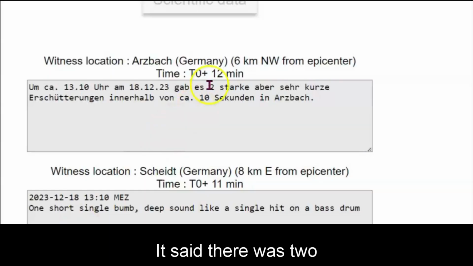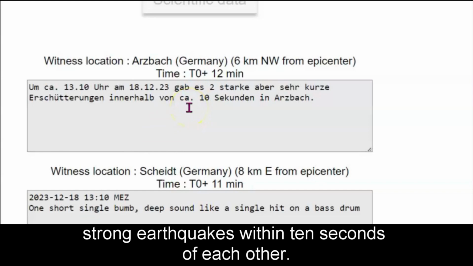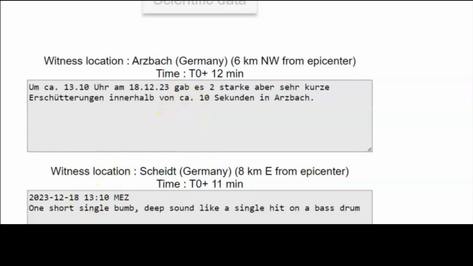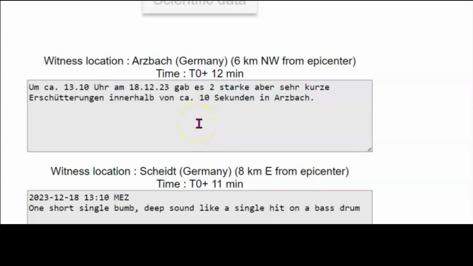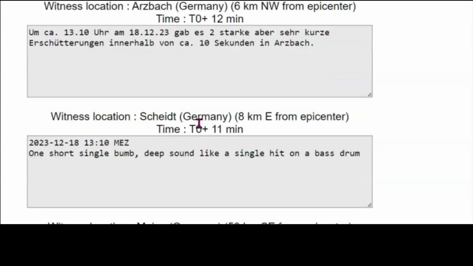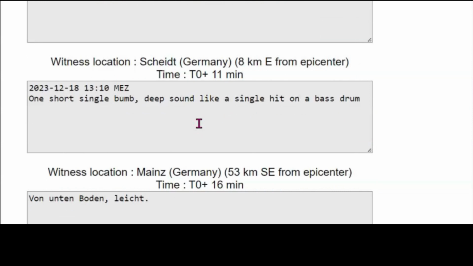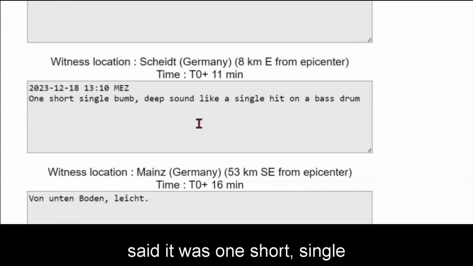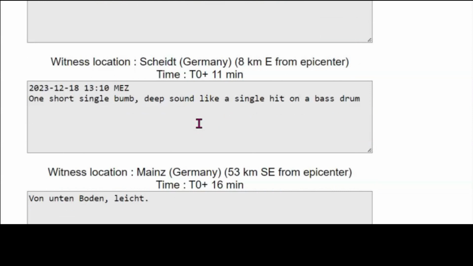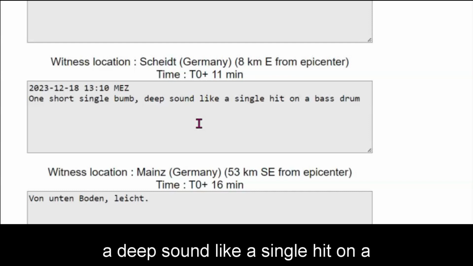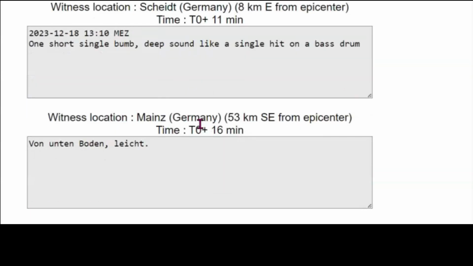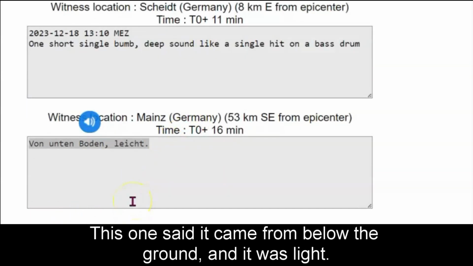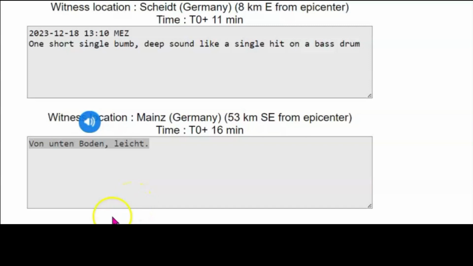It said there were two strong earthquakes within 10 seconds of each other. And that report came pretty close to where the earthquake occurred, 6 kilometers northwest. Another one said it was one short single bump, a deep sound like a single hit on a bass drum, and this one said it came from below the ground and it was light.